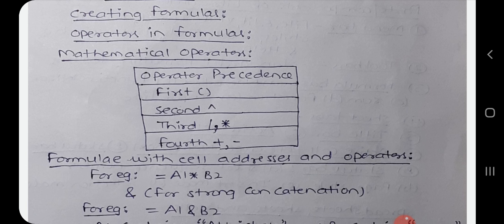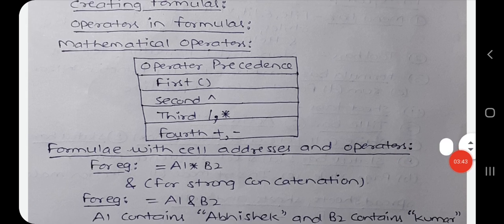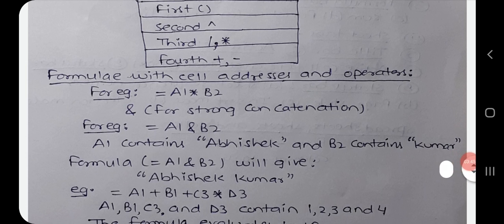Next one is formulae with cell address and operators. A formula in Calc always starts with an equal sign. For example, the formula equal to A1 multiplied by B2 will return the product of the numbers stored in A1 and B2 if A1 stores 15 and B2 contains 12. So the result is 180.